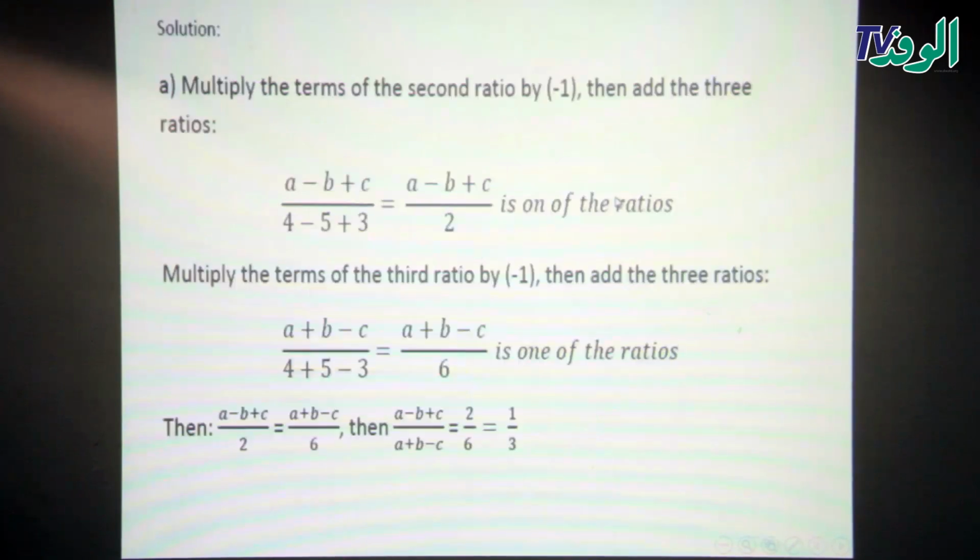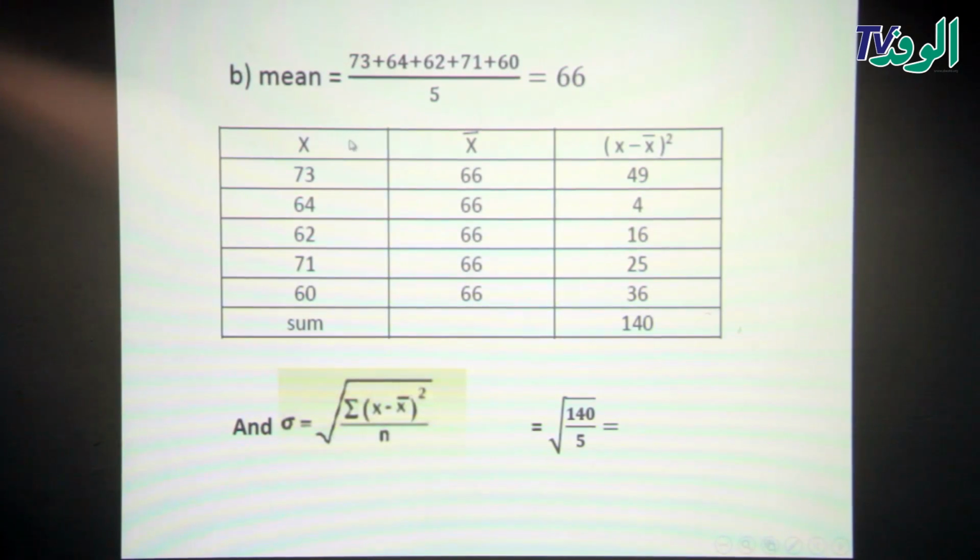Then, to get the standard deviation, we form this table. First column for x, second column for x bar, the third one for x minus x bar to the power of 2. X means the values 73, 64, 62, 71, 60. X bar is 66 for all. It's repeated for all. This minus this to the power 2 we get 49. This minus this to the power 2 we get 4. 62 minus 66 to the power 2 is 16, and so on. Then the sum of x minus x bar to the power of 2 is 144.